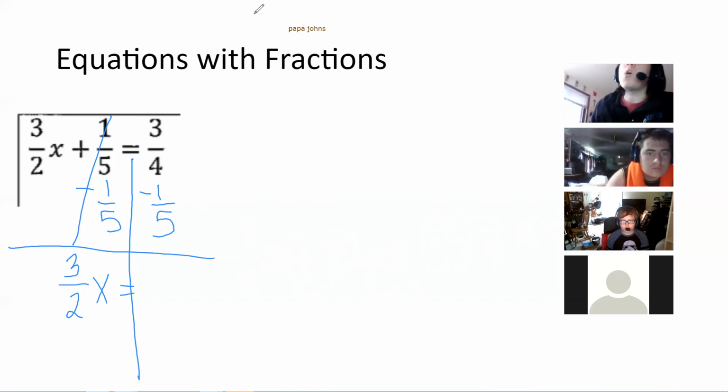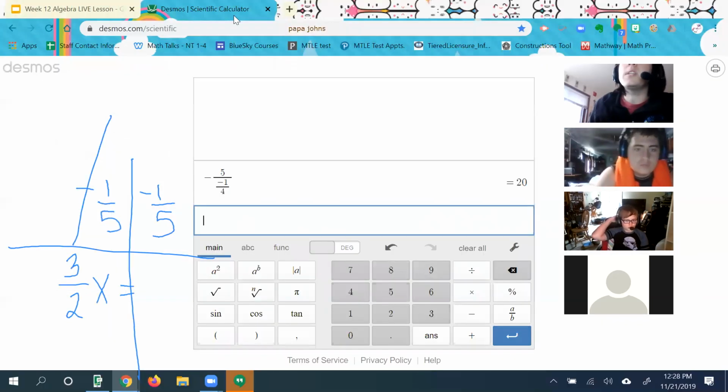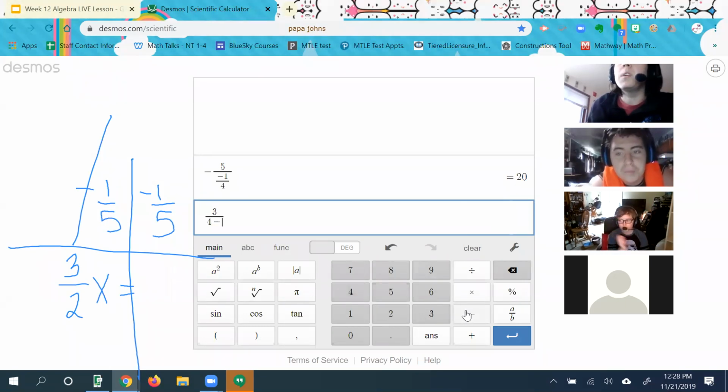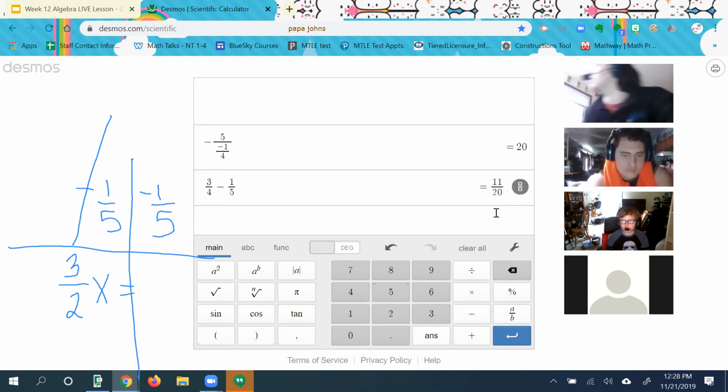But if you don't want to waste time with a common denominator, you can use our friend Desmos. So we can go 3/4. You can just enter it. 3/4. Oh, you got to be careful how you type it in there. Minus 1/5. And look, it shows you 0.55. You click on the little circle thing there, and you can see you get 11/20.